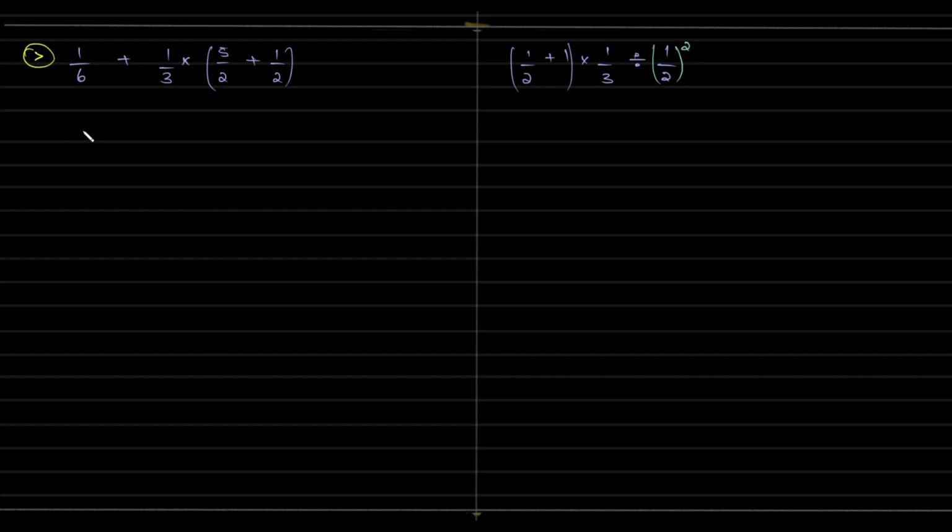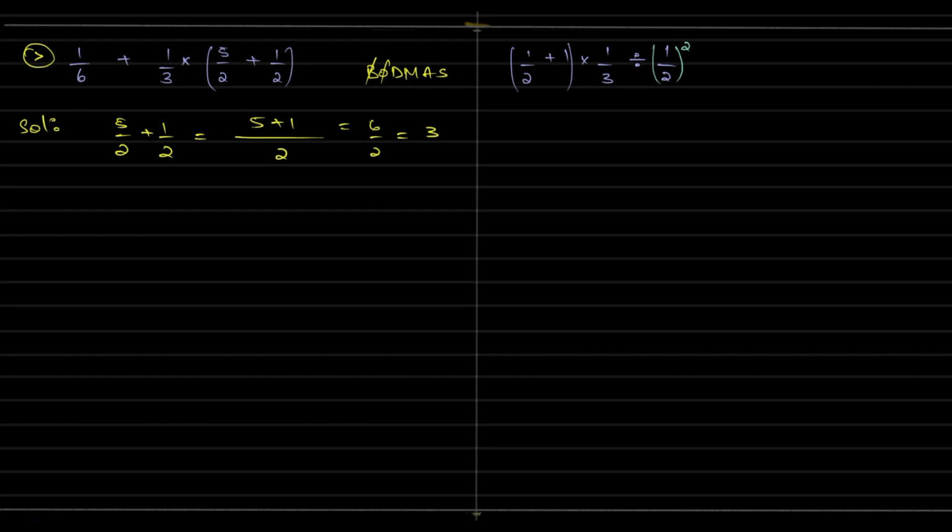Next question, 1 by 6 plus 1 by 3 into 5 by 2 plus half. So same thing, start with writing BODMAS. We do have brackets, so we have 5 by 2 plus 1 by 2. They are in simplest form, and next step is the denominators are the same, so we have like fractions. So 5 plus 1, that is 6 by 2. 6 by 2 is nothing but 3. So brackets done.